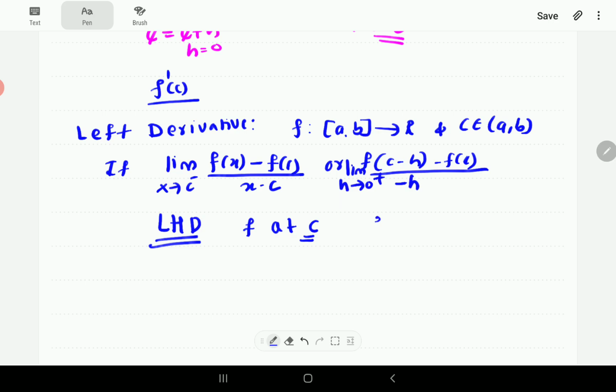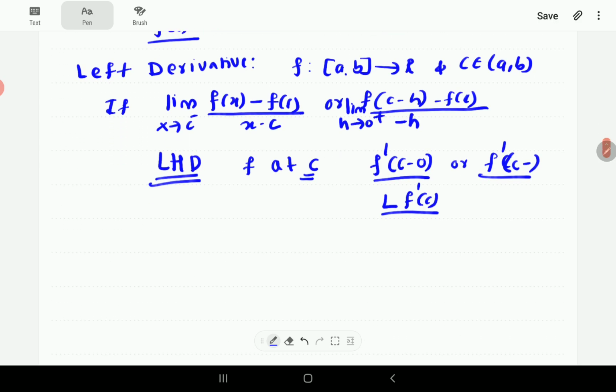And usually we denote our left hand derivative by f dash of c minus 0, or we can denote it by f prime of c minus, or also we can denote it as left derivative Lf dash of c. So these are the notations for our left hand derivative.